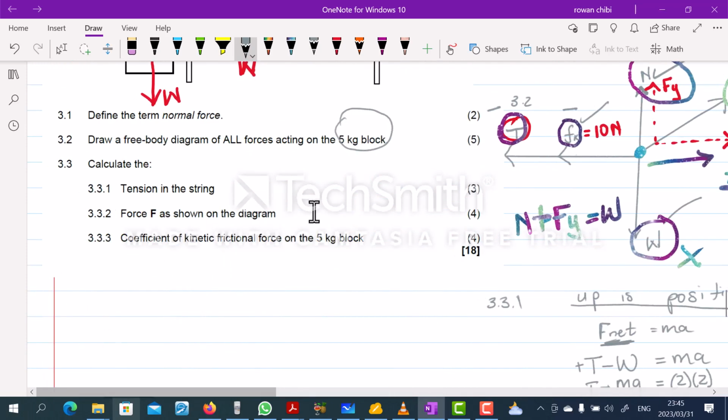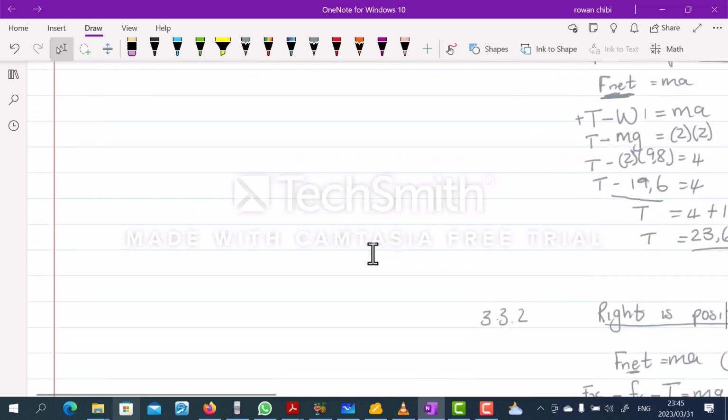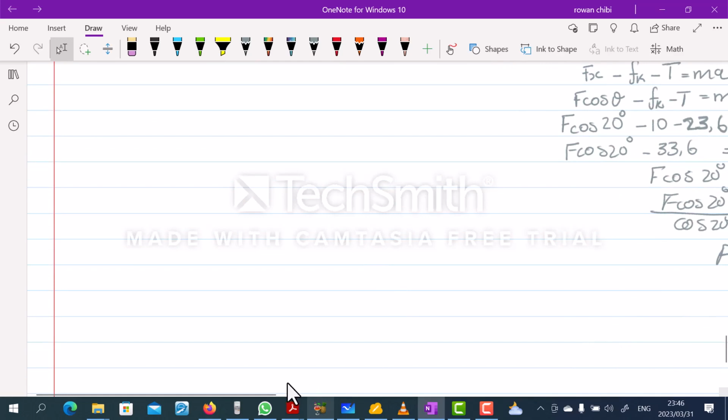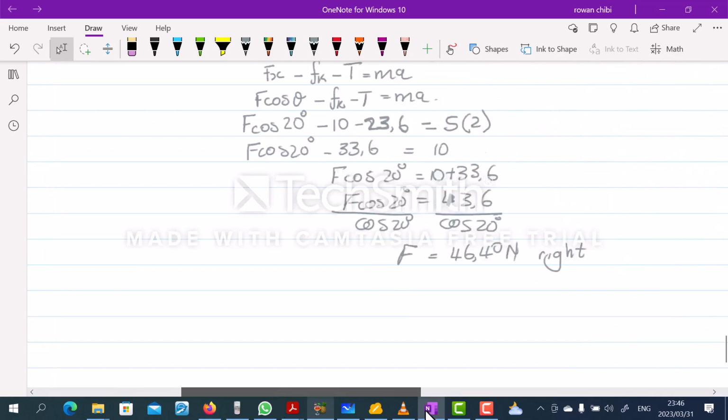Now let's look at the last question. 3.3.3, the coefficient of the kinetic frictional force of the 5 kg block. The kinetic coefficient.